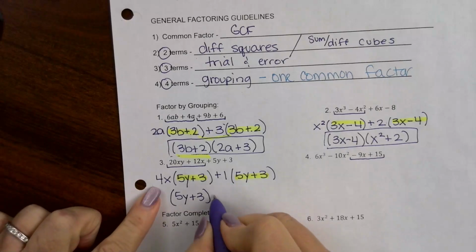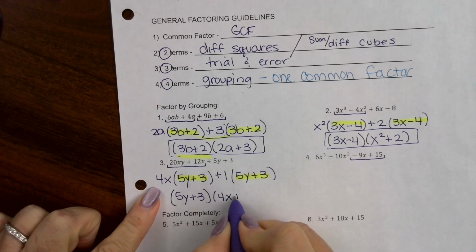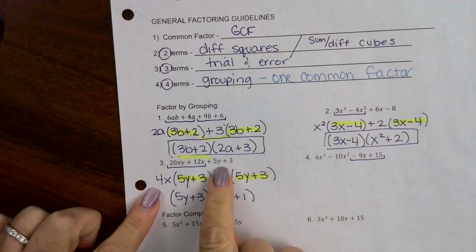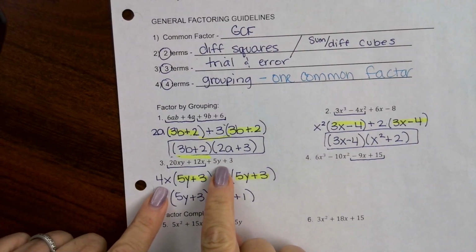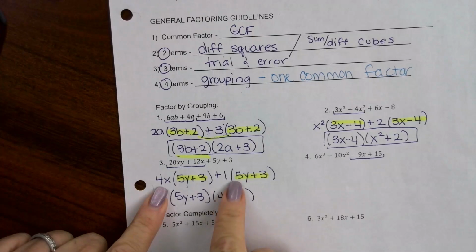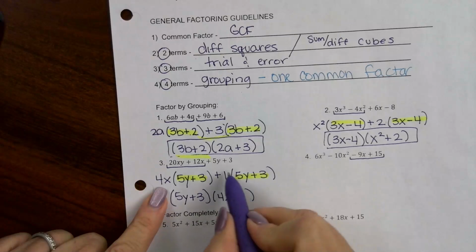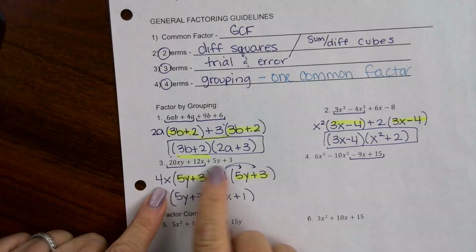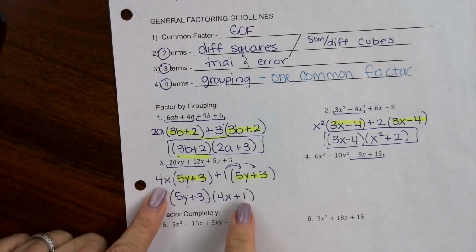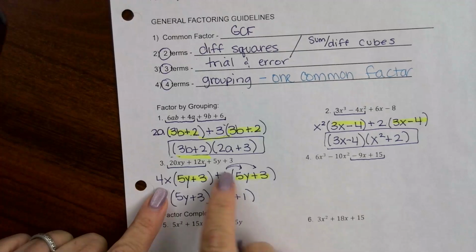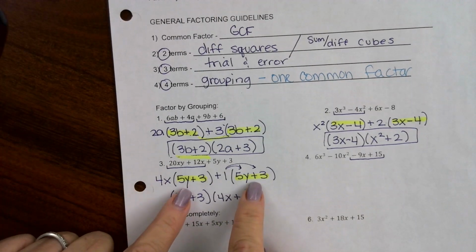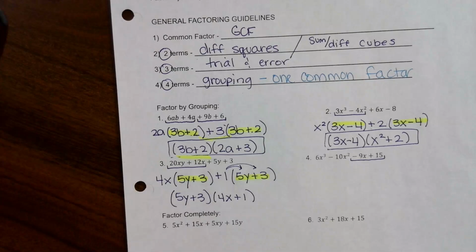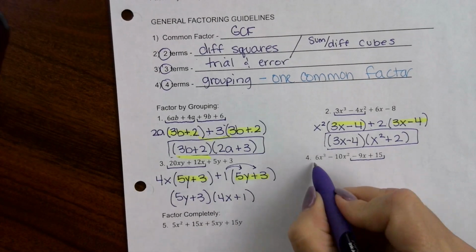My other factor is going to be 4x plus 1. Now, if I hadn't done that, it would be 4x and there wouldn't be anything here, right? So it wouldn't be 4x plus 0, because remember, when I put this 1 in, I can distribute this 1 through, and I get plus 5y plus 3. So this one's tricky. You have to make sure that you add this plus 1. You just don't take that out right there. All right?